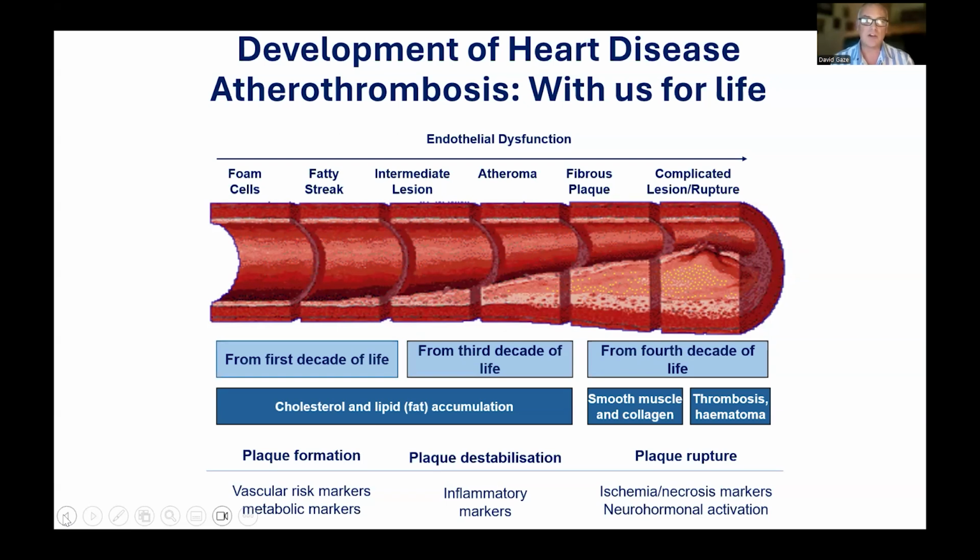And we can do a number of tests in the laboratory to assess the progression of this disease, from vascular and metabolic risk markers, such as your cholesterol and your lipids and the fats, markers of inflammation, and then markers associated with those necrotic processes and remodeling of the heart once heart disease has taken hold.